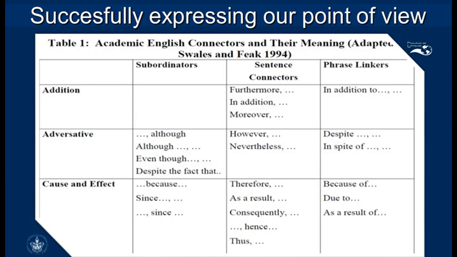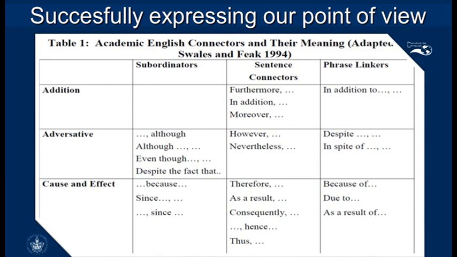We have, first of all, some linkers of addition. For example, in the category of connectors, we have furthermore, or in addition, or moreover, and we have phrase linkers such as in addition to. And on the other hand, with adversative connectors, we have subordinators like although, or even though, or despite the fact that. We have sentence connectors such as however, nevertheless, and we have phrase linkers such as despite or in spite of.